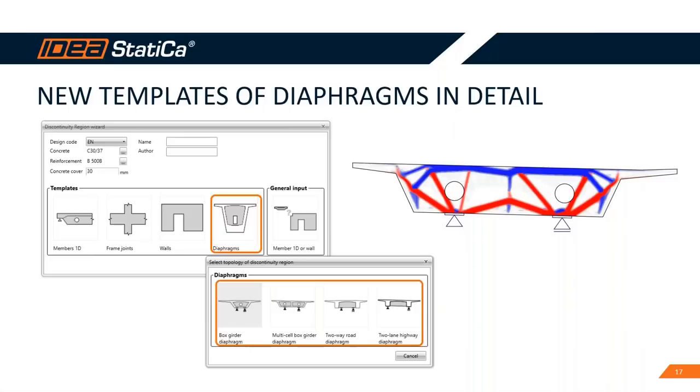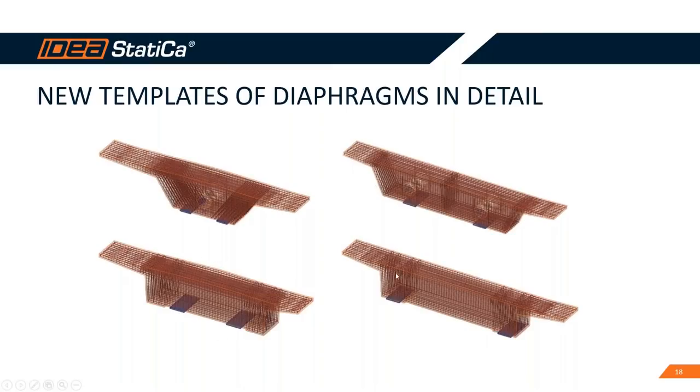And now it's time to kick off news version 10.0 for concrete. So at first, I please the bridge engineers because we have developed templates of the diaphragms in a detail. So as you can see, we prepared a box girder diaphragm, multi-cell box girder diaphragm, directly and indirectly supported double T diaphragm.